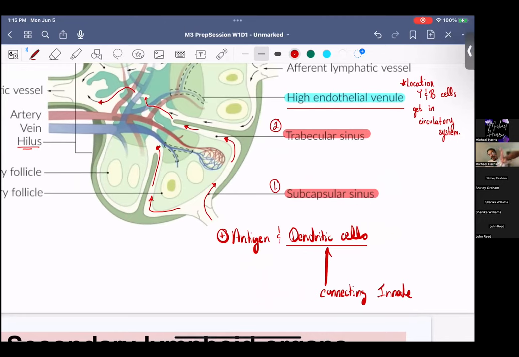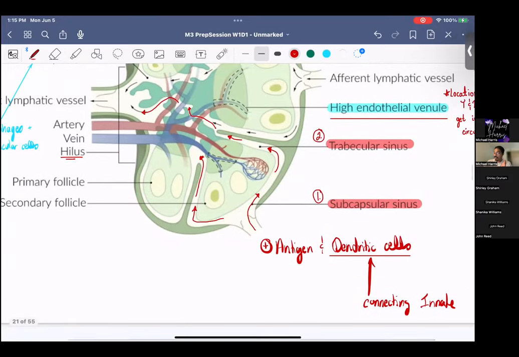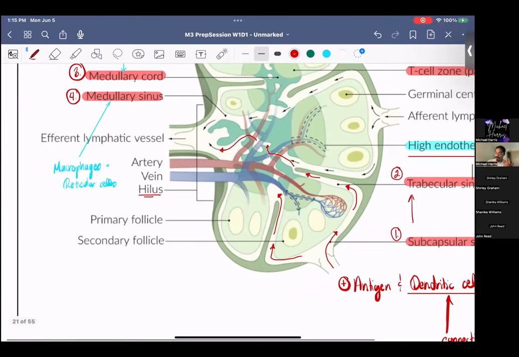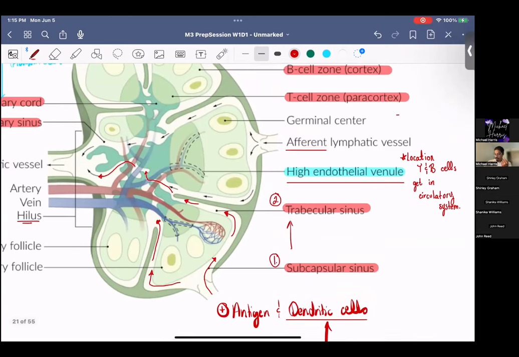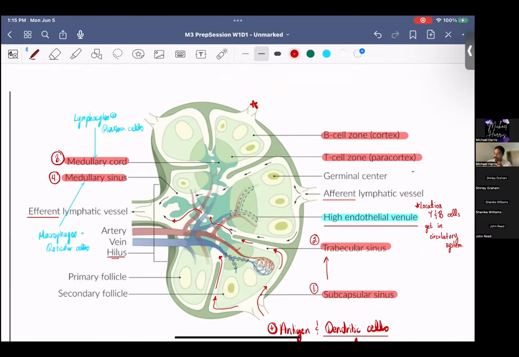Cells are coming in through the lymphatics, the lymph, right? And they're entering these spaces called the subcapsular space. Then they go on to the trabecular sinuses and so on and so forth. But they leave by the efferent. They come in by the afferent. Okay? Now, you can see how there's multiple afferents to one efferent.